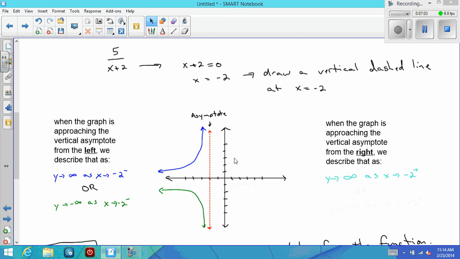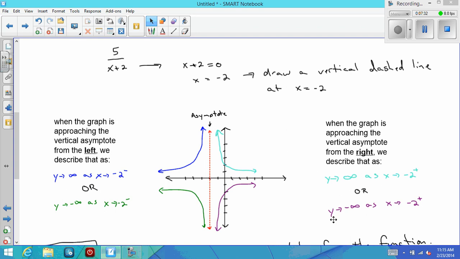So to show a graph that is y approaches infinity as x approaches -2 from the right is this blue graph here. So now that I'm on the right-hand side of that asymptote, if I follow my graph as I'm approaching that asymptote, my y values go to infinity. Okay? Or I can have this description for the graph that is here in purple.